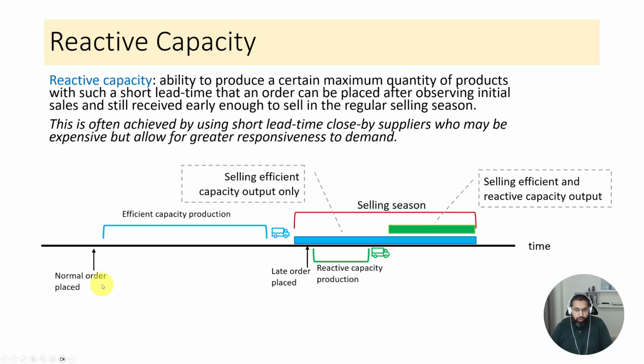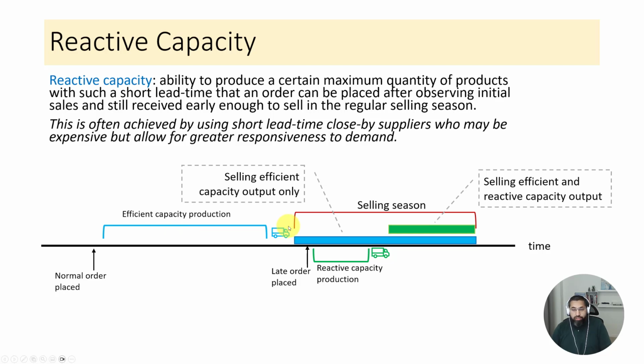So the normal order is placed very early. How early depends on the lead time of your efficient capacity. If your efficient capacity is in Asia, there might be a 3 or 4 month lead time, and you might want to order 4 months before the selling season starts. If your efficient capacity is closer or just faster, it depends on the lead time, how early you have to place the normal order.